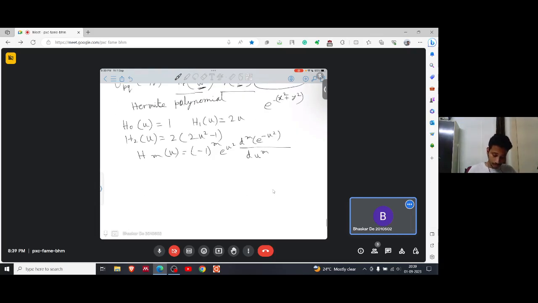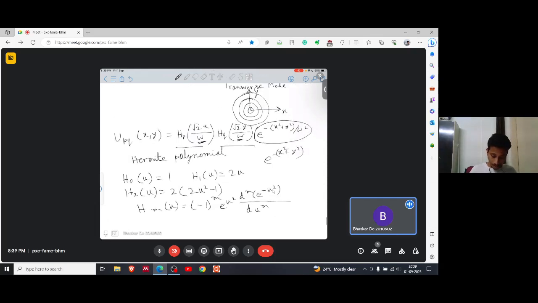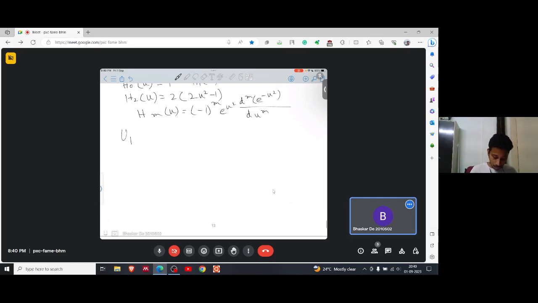So this is the Hm. So this Epq is the distribution for the TEM pq mode.